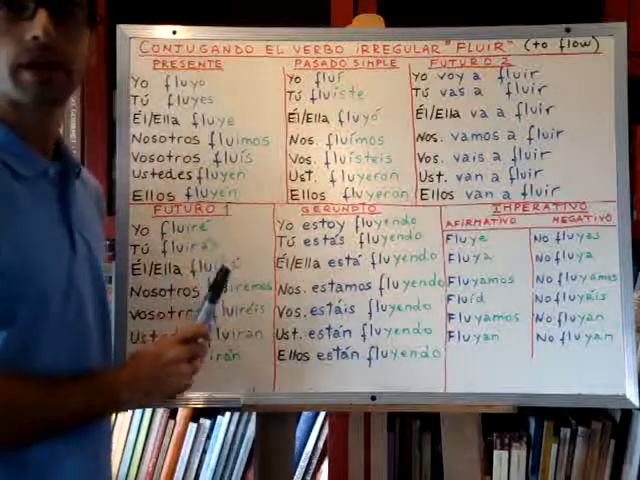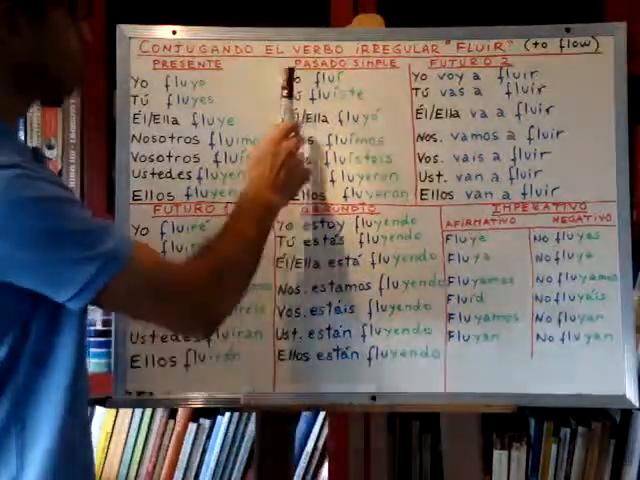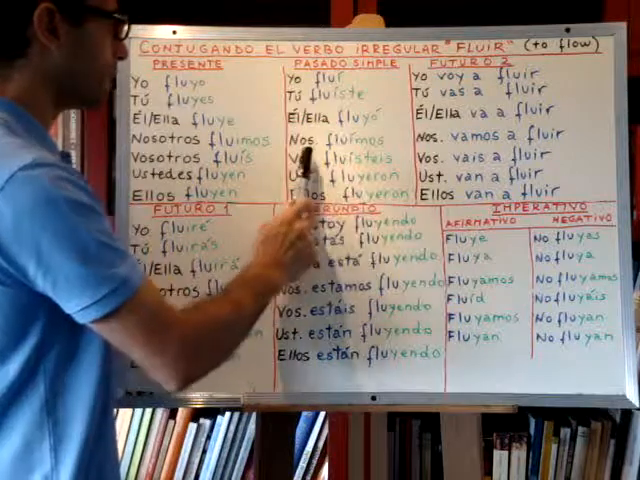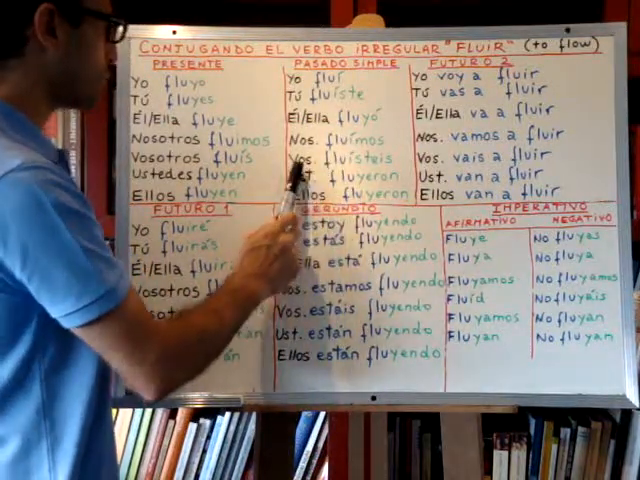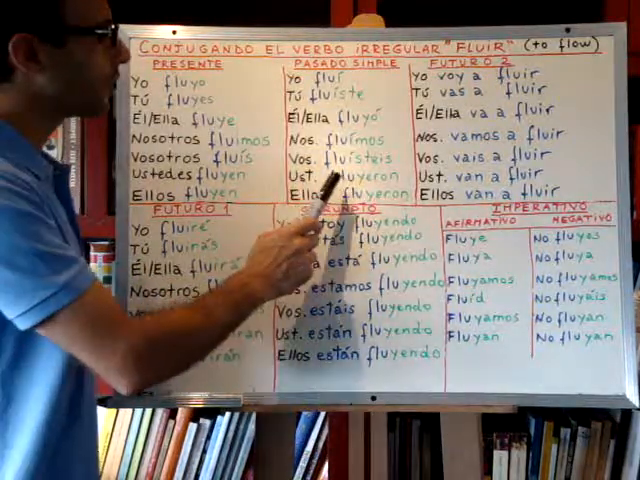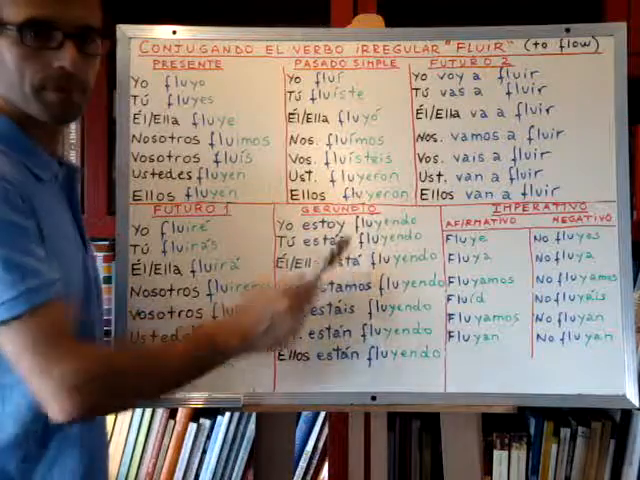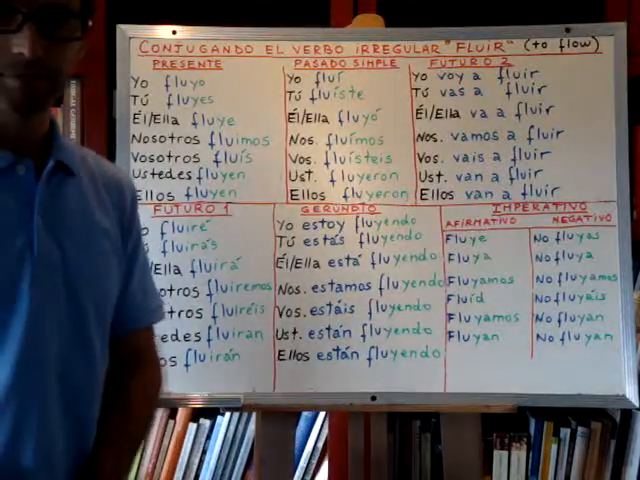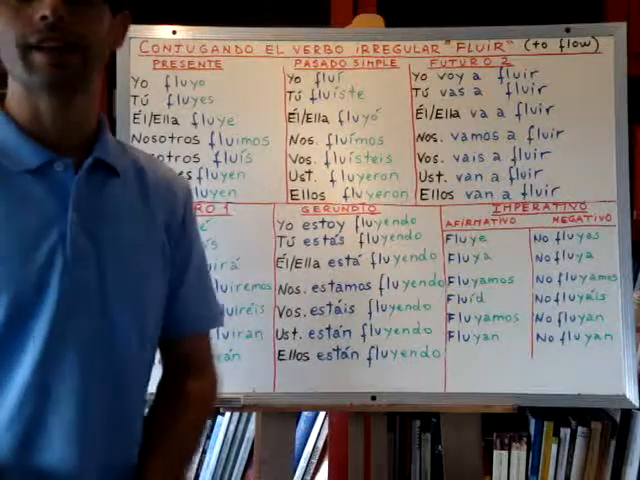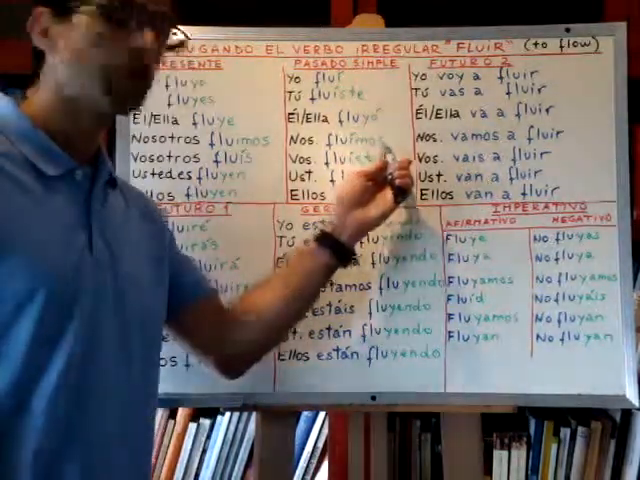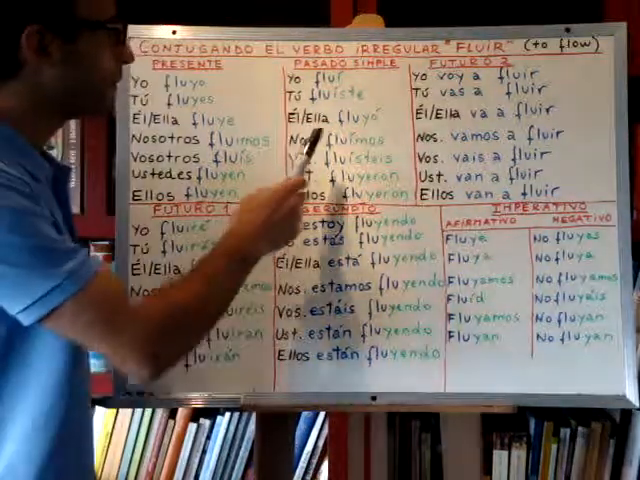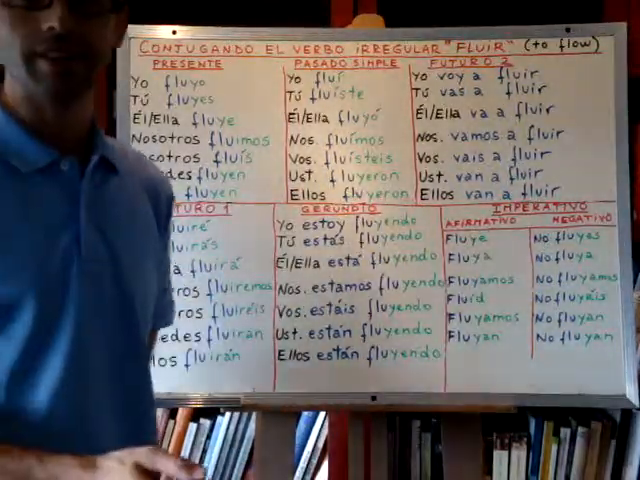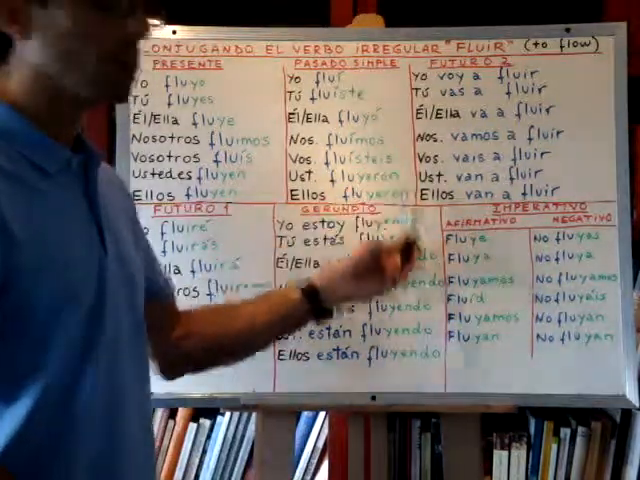Okay, let's go to the simple past. Vamos a conjugar el pasado simple. Yo fluí. Tú fluiste. Él fluyó. Nosotros fluimos. Vosotros fluisteis. Ustedes fluyeron. Ellos fluyeron. Fíjense que tenemos en color azul la raíz del verbo, y tenemos en color verde la terminación de la conjugación. Note how in blue we have the root of the verb, and in green color we have the ending of the conjugation.